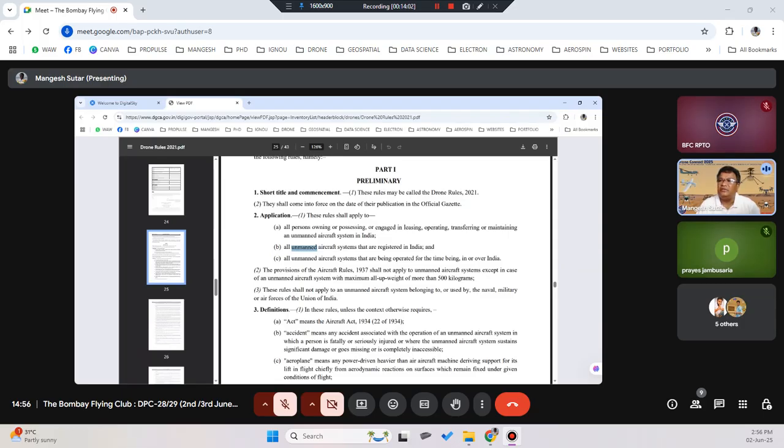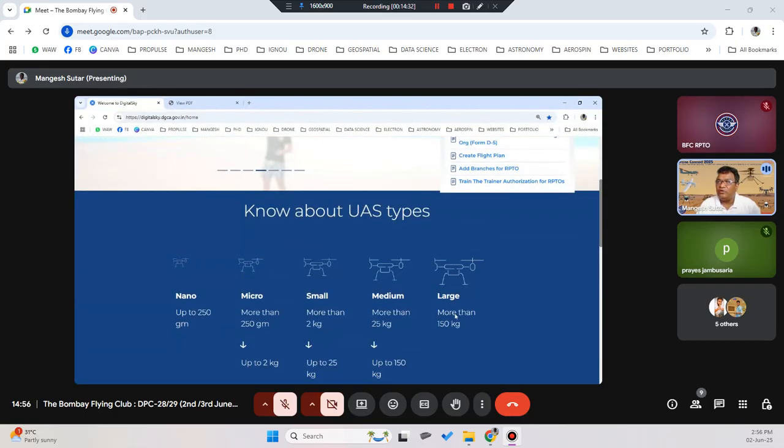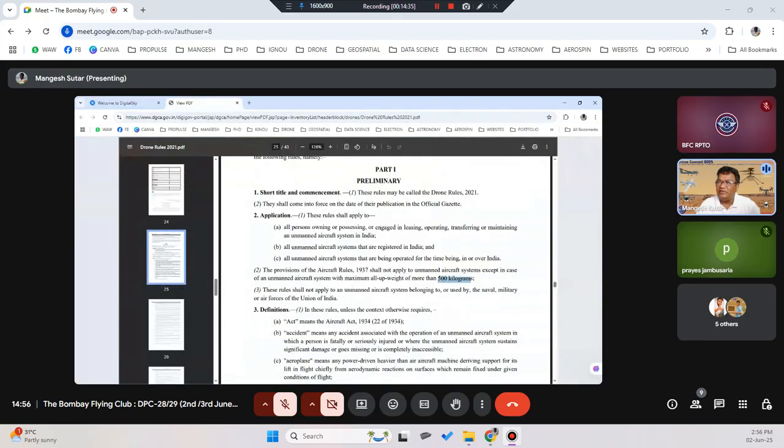Now here, the provisions of Aircraft Rules 1937 shall not be applied to the unmanned aircraft system except in case of unmanned aircraft system with maximum all-up weight of more than 500 kg. That means your large class of drones has a limit up to 500 kilograms. Okay, so for the large class of drones, earlier it was only written above 150. So now, if you see here, it was only more than 150, but there was no given outer limit. But if you see the rules, it clearly says till 500 kg. That means your large class of drones are till 500 kg.